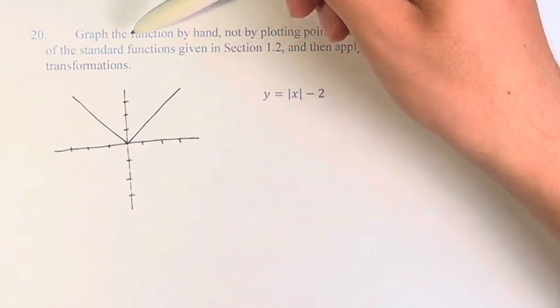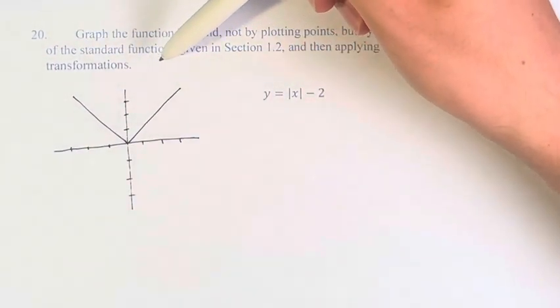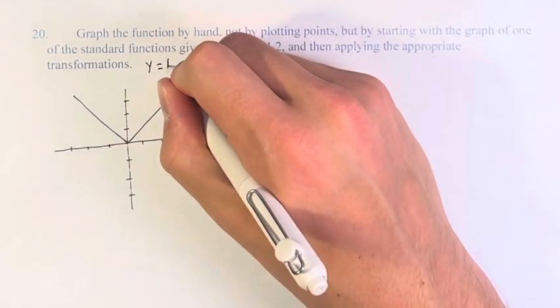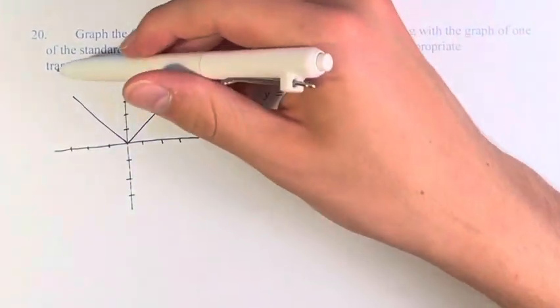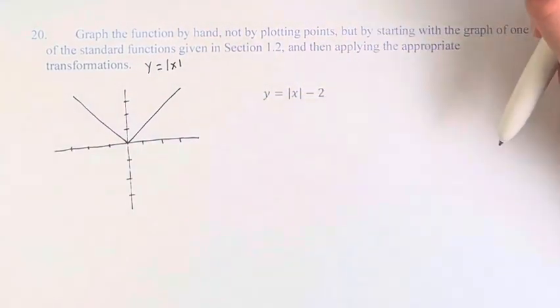In this problem, we're asked to graph the function by hand, not by plotting points, but by starting with the graph of one of the standard functions. Here we have y is equal to the absolute value of x, and applying the appropriate transformations to get us to our function y is equal to the absolute value of x minus 2.